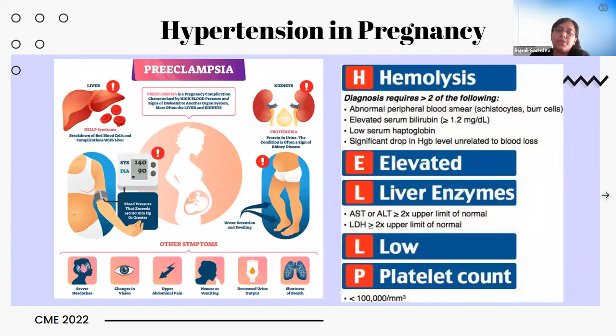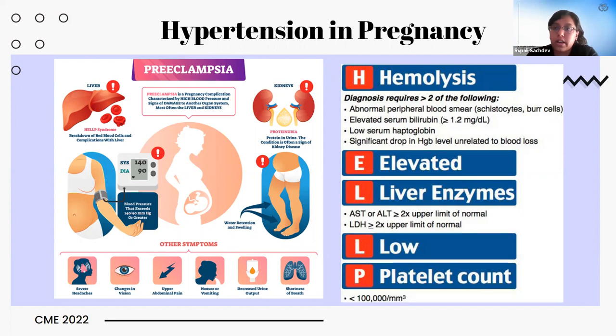Okay, preeclampsia. Now, what are the symptoms? You will have something like severe headache, changes in vision, upper abdominal pain, nausea, vomiting, decreased urine output, shortness of breath. So if you think about it from head to toe, it's much easier. Headache, blurring of vision, vomiting, abdominal pain, shortness of breath, decreased urine output.